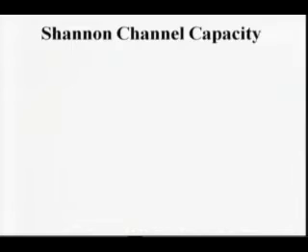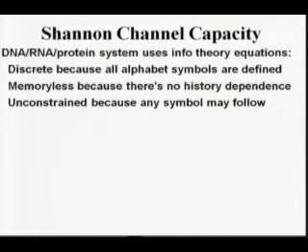Now when we look back at the information aspects again, all of the bases are defined and all the possible codons are defined, and therefore it is discrete, because all of the entire 64 codons that can be specified have meaning. So it's discrete. It's memoryless because there's no history of dependence. In other words, this sequence doesn't depend on some other sequence. And it's unconstrained because any symbol can follow any other symbol.